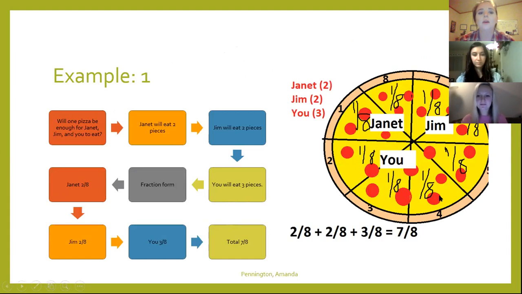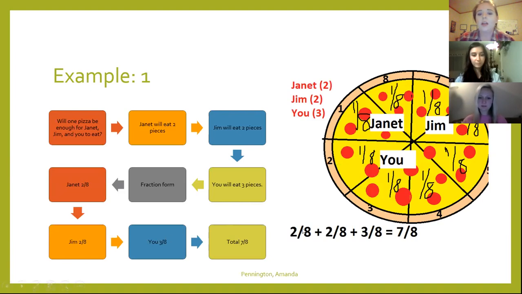We have the problem of, will one pizza be enough for Janet, Jim, and you to eat? Janet will eat 2 pieces, Jim will eat 2 pieces, and you will eat 3 pieces. So we're going to write that as a fraction. A typical pizza has 8 slices of pizza. So we're going to put 2 for Janet for the pieces of pizza she will eat. I'm going to put 8 as the denominator. So we have 2/8, and then Jim wanted 2 pieces, so we're going to have 2/8 for him. And then you wanted 3 pieces of pizza, and so that's going to make it 3/8 as a fraction.